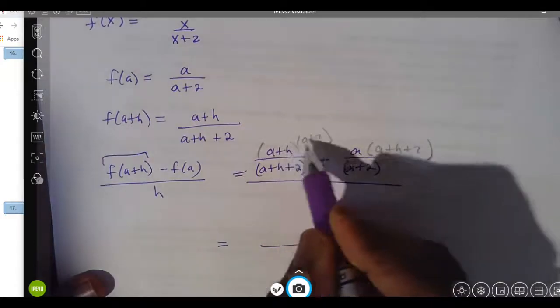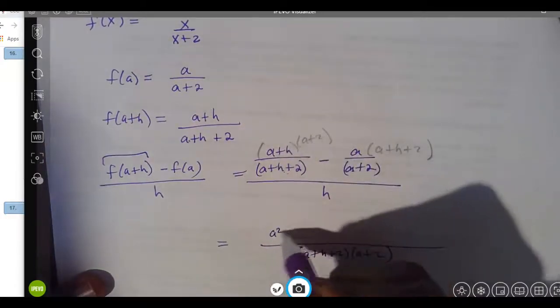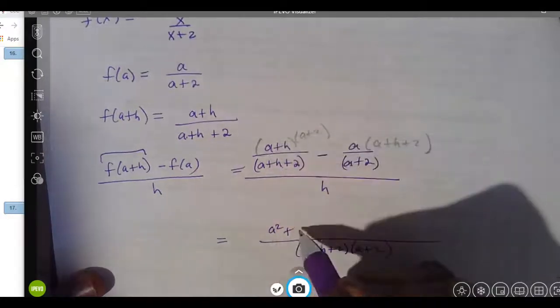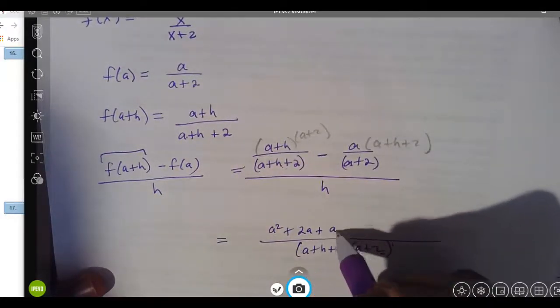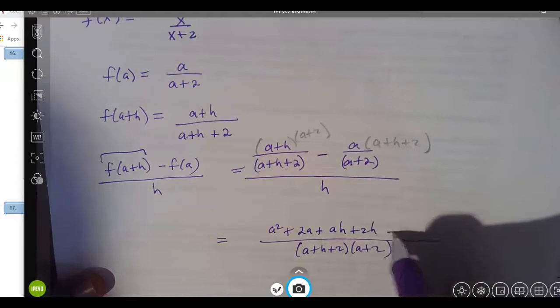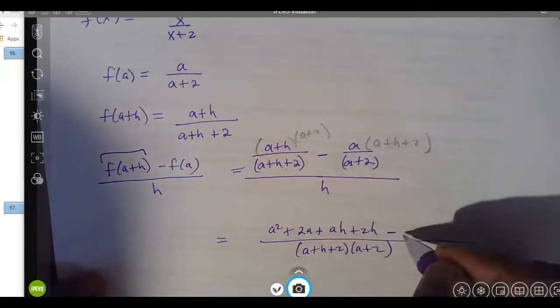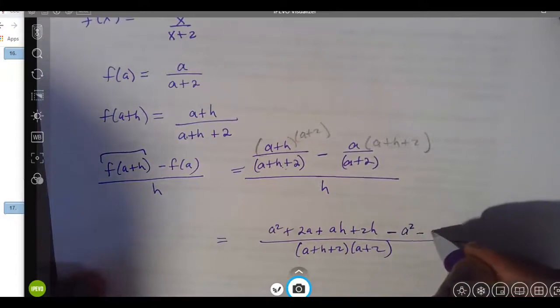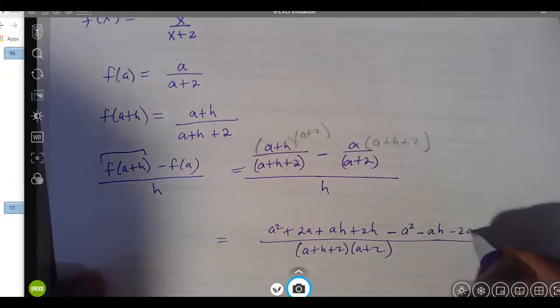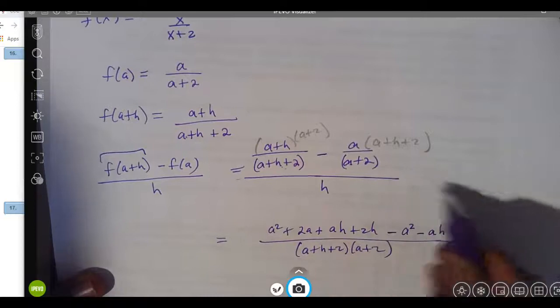So you need to FOIL that out. So it's a squared plus 2a plus ah plus 2h minus, and here I'm going to distribute and watch for that negative sign, minus a squared minus ah minus 2a. And this is all divided by h.